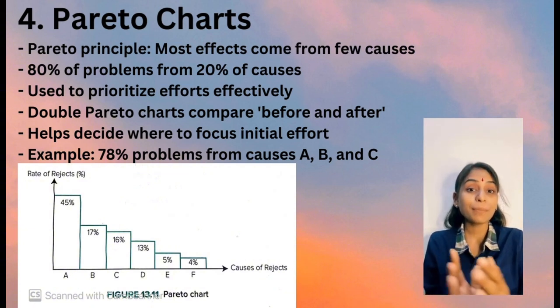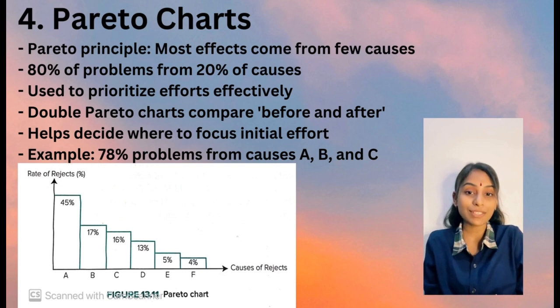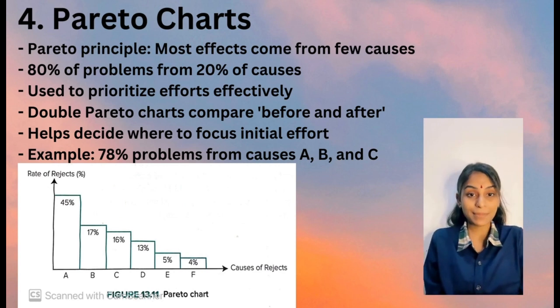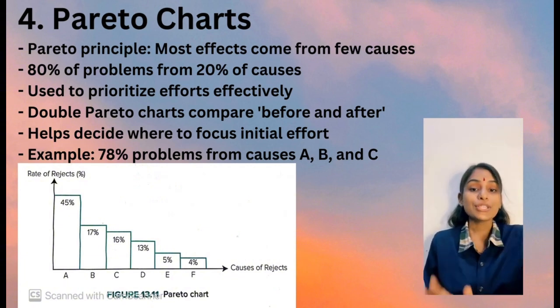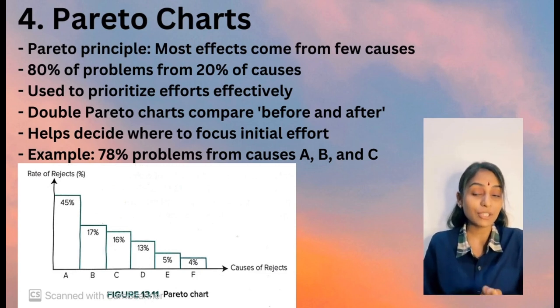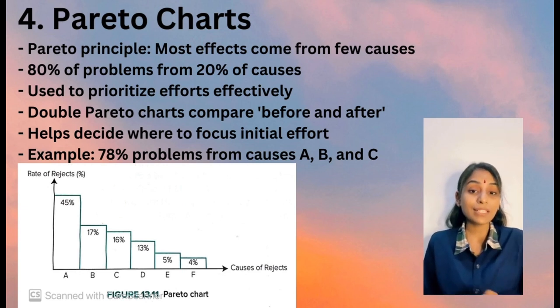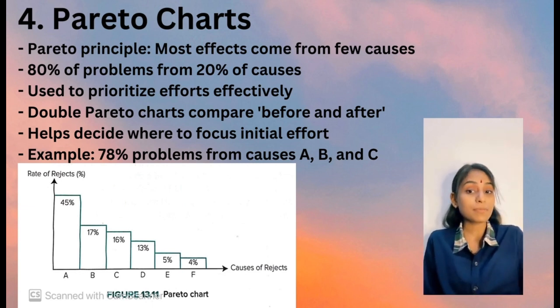Imagine you have a big pile of problems to tackle. The Pareto principle says that most of these problems actually come from just a few things that aren't quite right. Like 80% of the mess might be caused by just 20% of the issues, whether it's machines acting up, materials being off, or operators making mistakes. So, to fix most of the mess, you just need to focus on fixing those key 20% of the issues. It's like finding the biggest bang for your buck in problem solving.